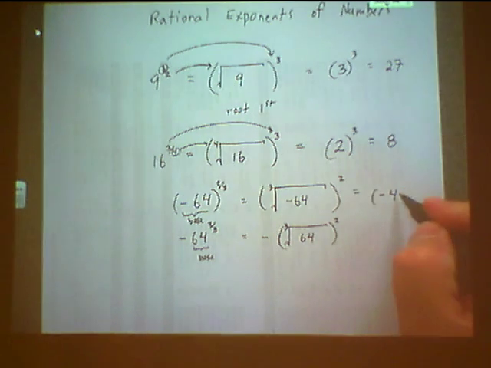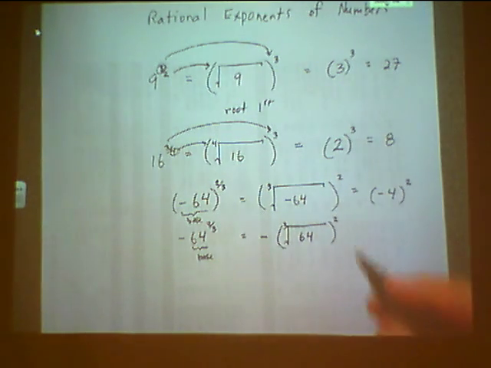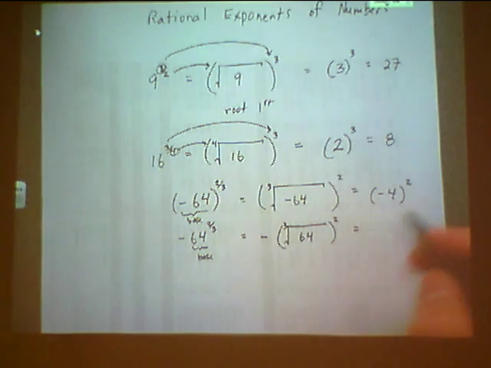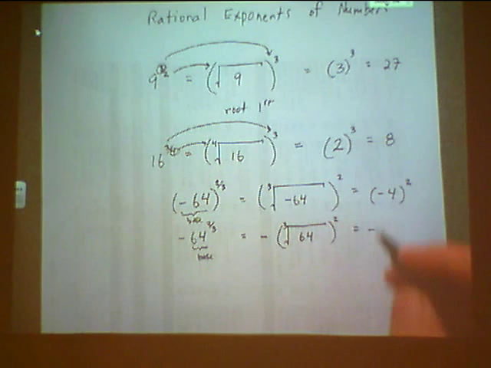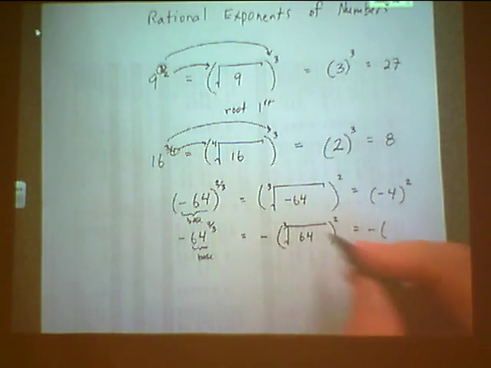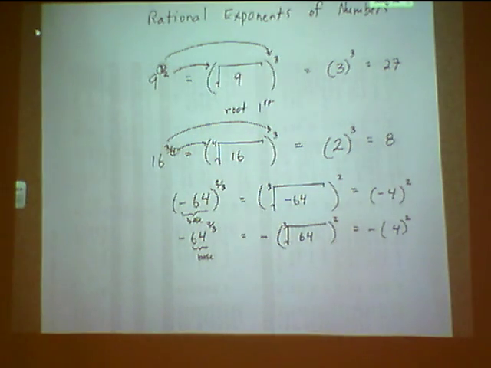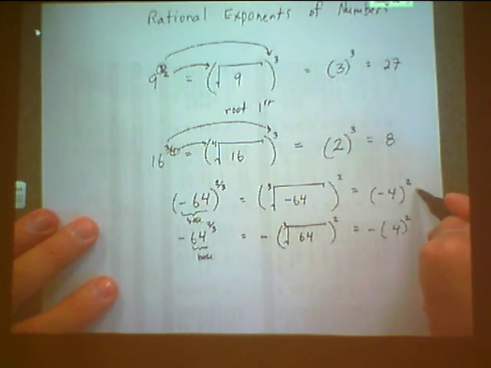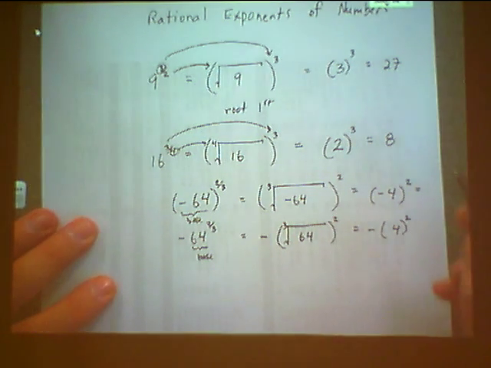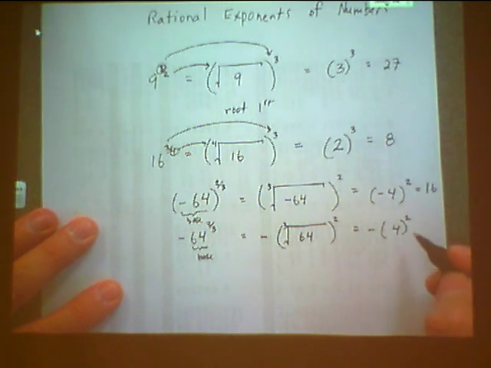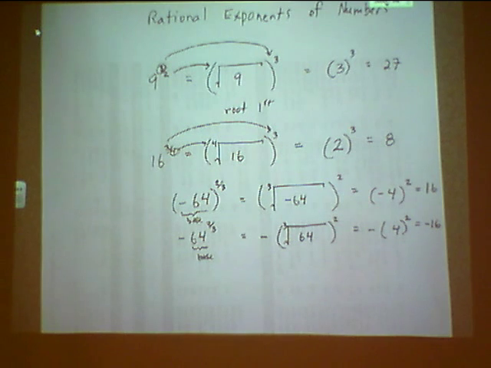So I have negative 4 squared. For this second problem, that negative is still way out front. Cube root of 64 is 4. Now for this original problem, negative 4 squared is 16. For the second problem, it's 4 squared, which is 16. And then you tack on the negative, so it's actually negative 16.